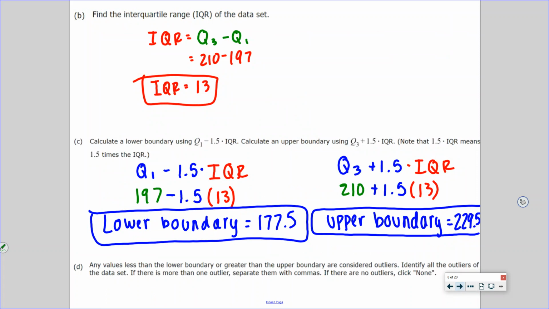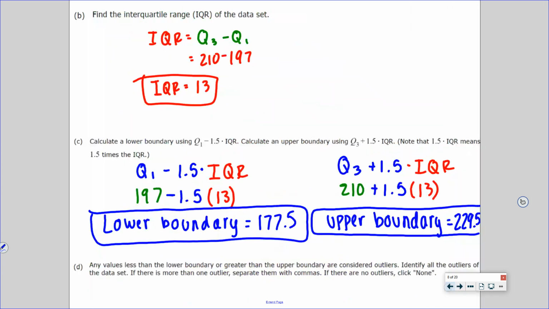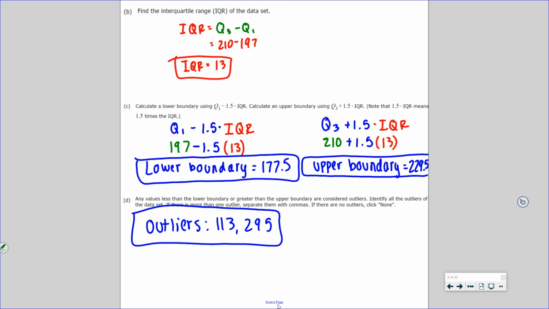So it says any values less than the lower boundary or greater than the upper boundary are considered outliers. Identify if we have any from our data set. So looking here, I have 2, which you probably could have figured out by looking at the list since you know what an outlier is. But that's less than my lower boundary, and that's greater than my upper boundary, so those would be considered outliers. 113 and 295. That's statistically how we would determine if they're outliers, not just by looking and saying, oh, this looks way far removed. We could use the interquartile range to actually calculate that.